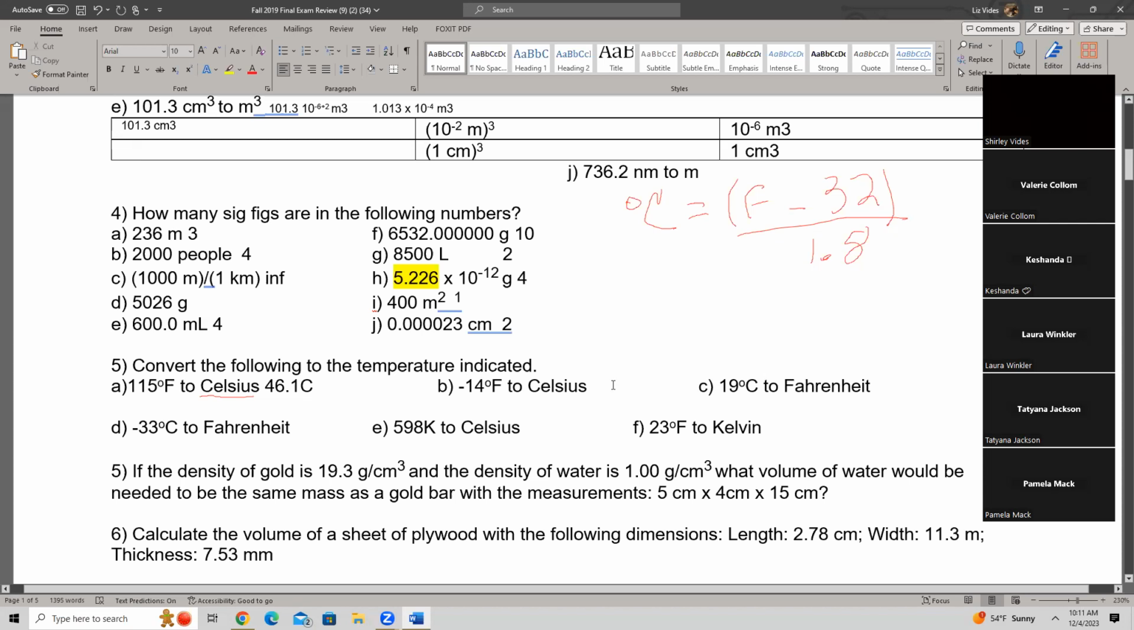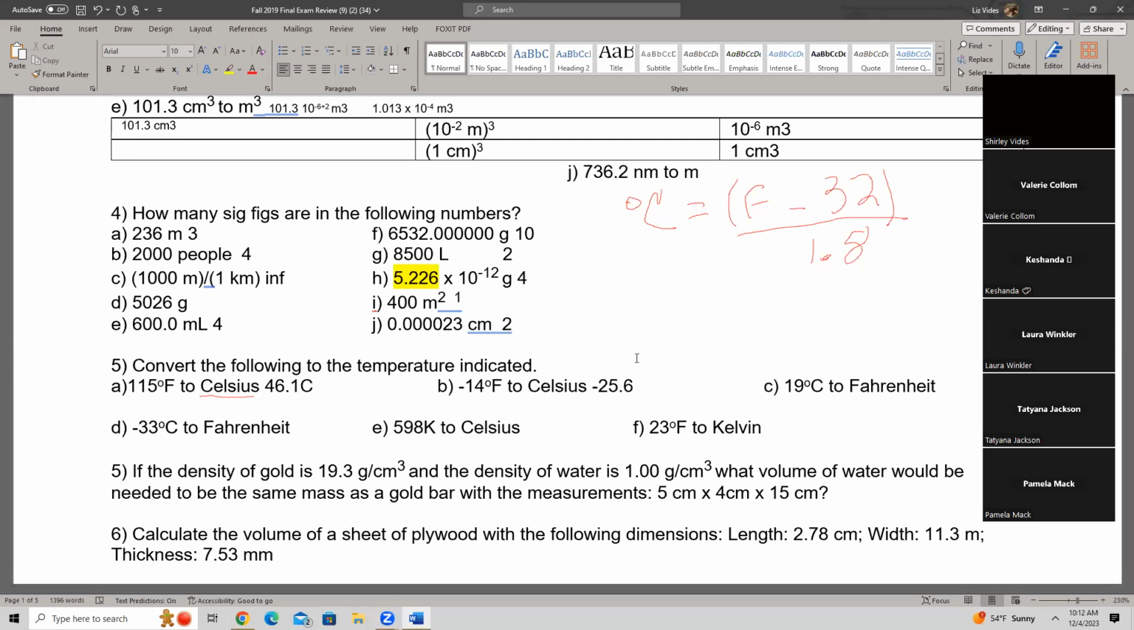All right, what about the next one? It's a negative. So what do we do? They're not Celsius. Let's see, that would be negative 14 minus 32, divided by 1.8. And then that will equal negative 25.55, or 6, right? Negative 25.6, and that would be Celsius.